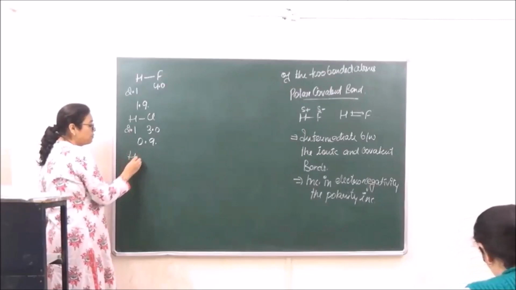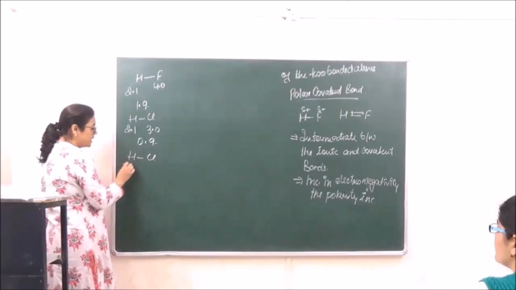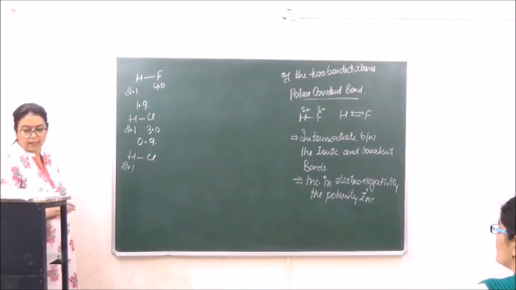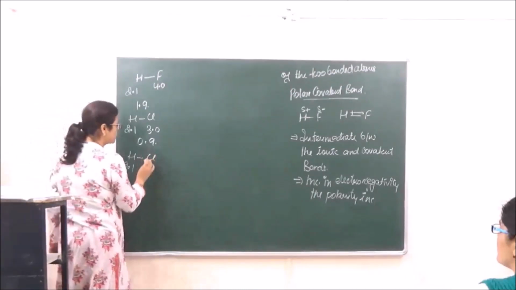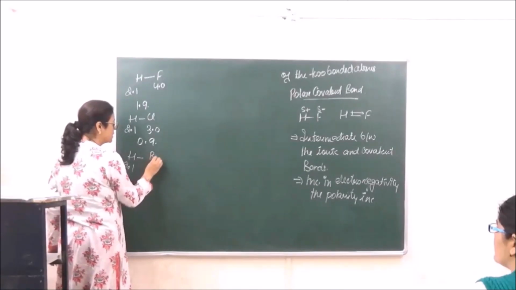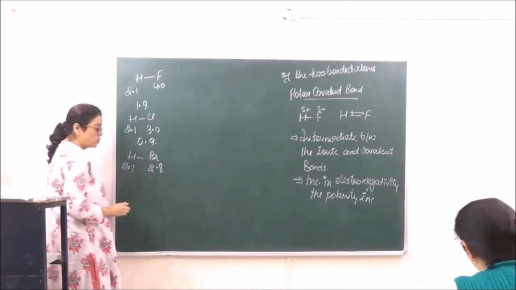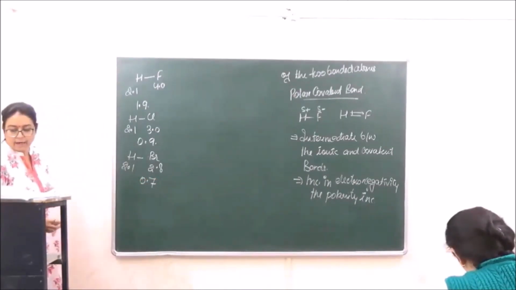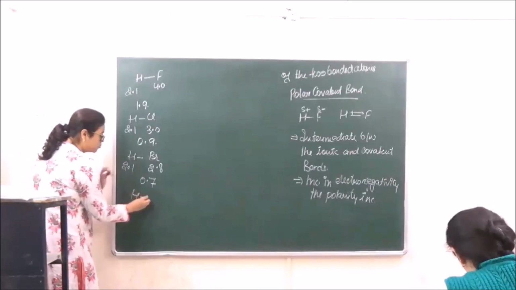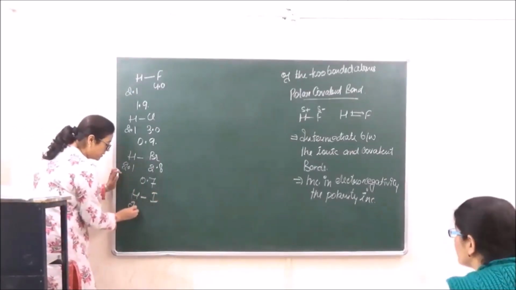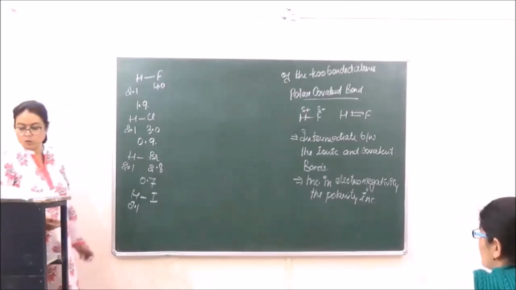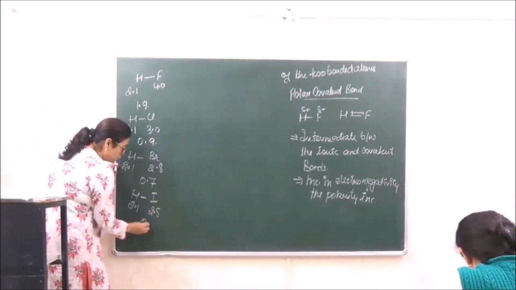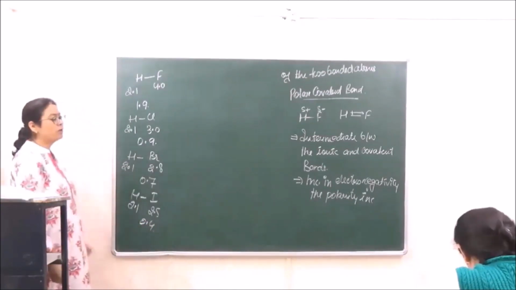Then when we look at HBr, again the electronegativity of hydrogen is 2.1 and that of bromine is 2.8. So the difference is 0.7. And when we look at hydrogen iodide, the electronegativity of hydrogen is 2.1, whereas the electronegativity of iodine is 2.5. So the difference comes to 0.4.